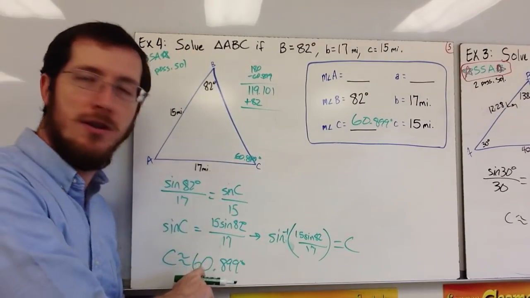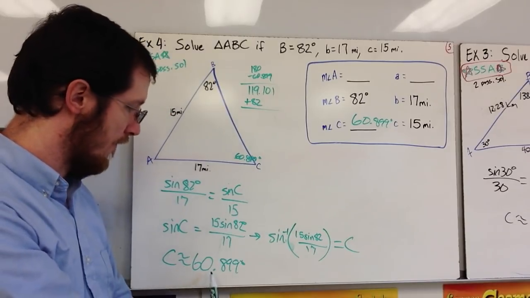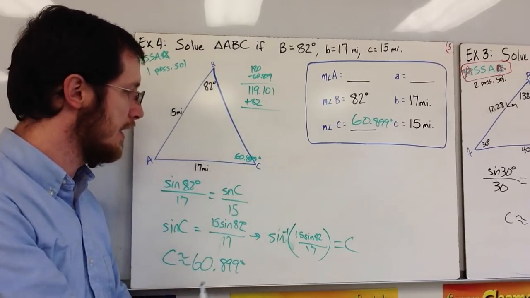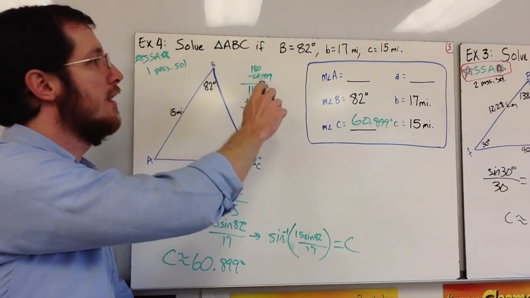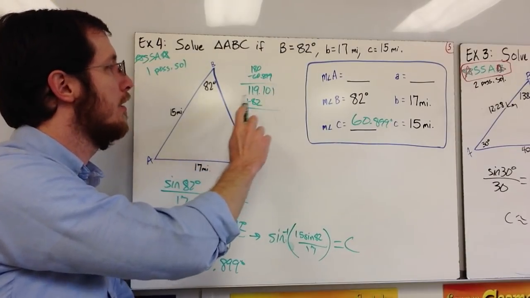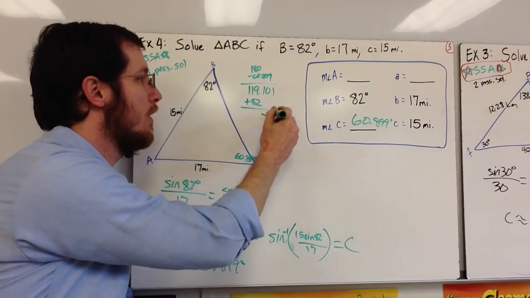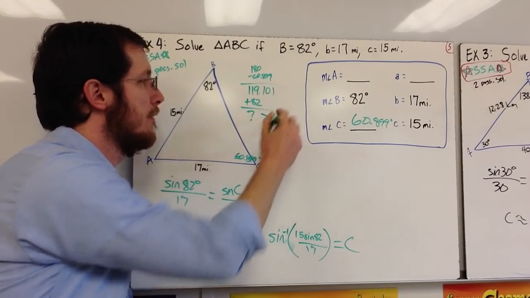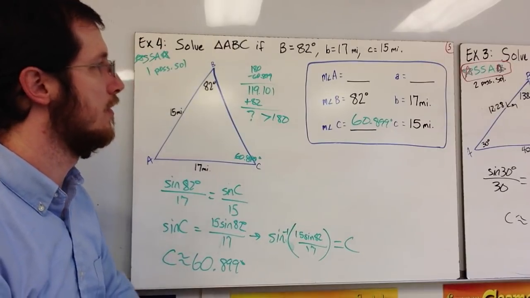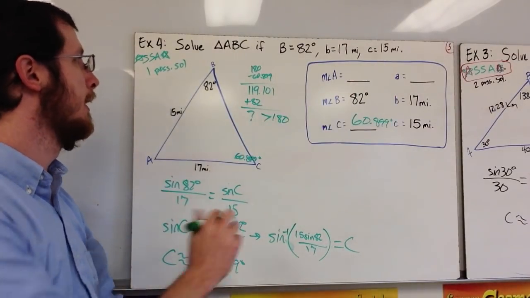Okay, we went through our first iteration of law of sines. We found our second angle, angle C in this case. We subtracted it from 180 and added that possible angle to our already given angle. It's more than 180, whatever that is. So there cannot be a second possible solution. So we want to go ahead and solve for the rest of these.